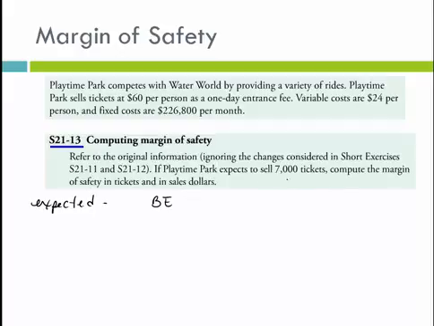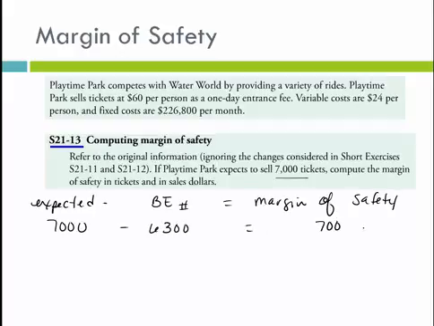So in this example, it says they expect to sell 7,000 tickets. And if we're referring back to the original information, we know our break even is 6,300 tickets. So our margin of safety is 700 tickets. That's how far above break even we are. And if they want that in dollars, each ticket sells for $60. So that gives me $42,000 in sales as my margin of safety.